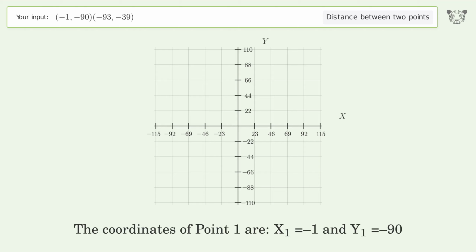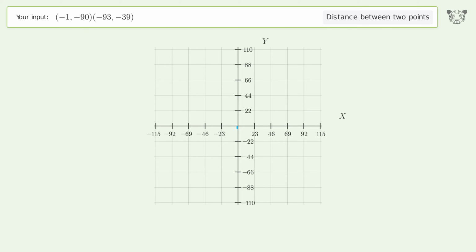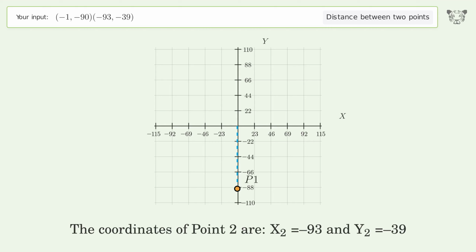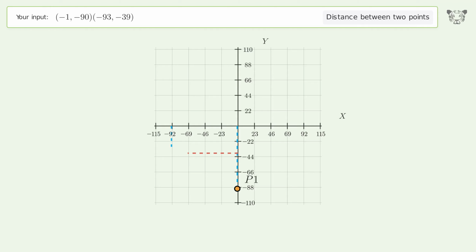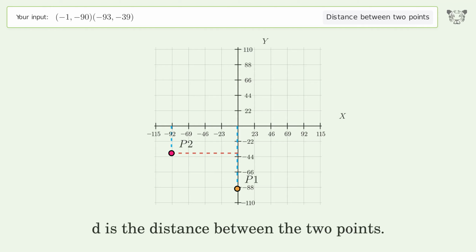The coordinates of point 1 are x1 equals -1 and y1 equals -90. The coordinates of point 2 are x2 equals -93 and y2 equals -39. D is the distance between the 2 points.